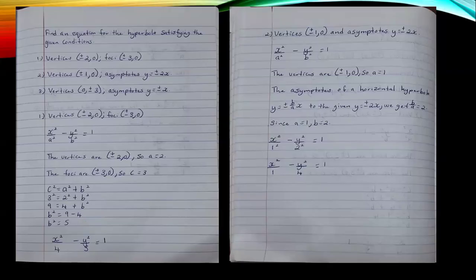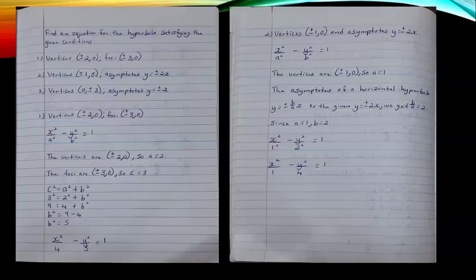So here we have some equations. Sorry, we have the vertices and we have the foci. So we are going to write those in the form of equations. So number one, we're given the vertices ±2, 0, and the foci ±3, 0. So we're given that. So now what we can do, we need to write it in the standard form.